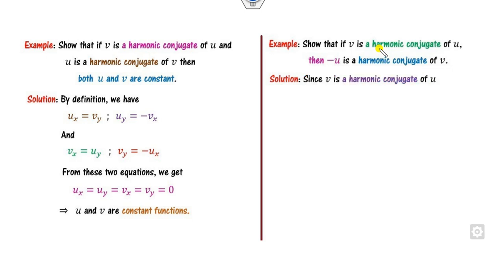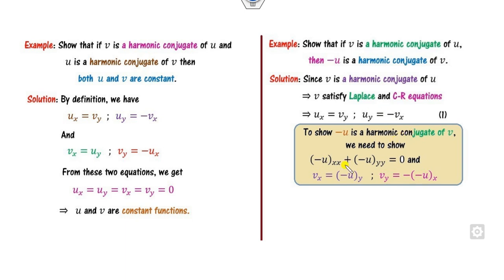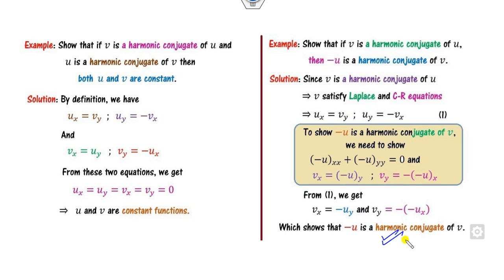Look at this one. If V is a harmonic conjugate of U, it means V satisfies the Laplace and the CR equation. Your target is to prove minus U is the harmonic conjugate. That means your target is to prove it satisfies the Laplace equation and the CR equation here. So can I write this function as minus Uy, and for minus U I can write it as here, which is similar to this one. Similarly, from here I can multiply by minus. You can see it is a harmonic conjugate.